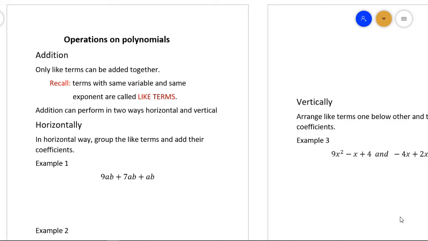Welcome back. We have learned what polynomials are and how to find the degree of a polynomial. Now, in this video, we are going to learn how to operate on polynomials, meaning how to add, subtract, multiply, or divide different polynomials.